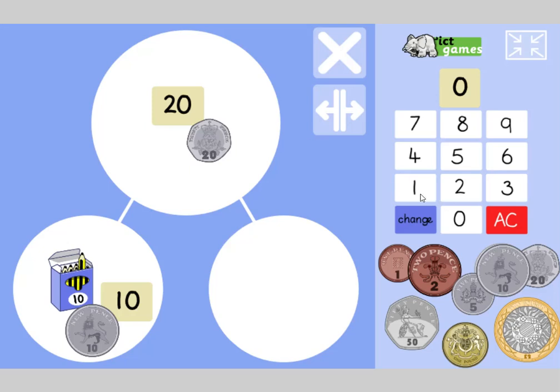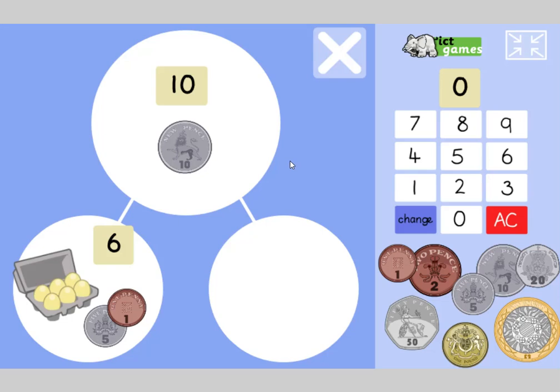Yeah. 10 again. Double 10 is 20. And what coins could I use? Yeah, I think I might use two 5s maybe. Fantastic. Okay, I go to the shops again.